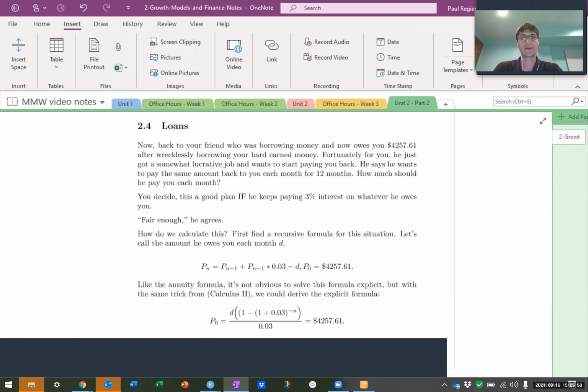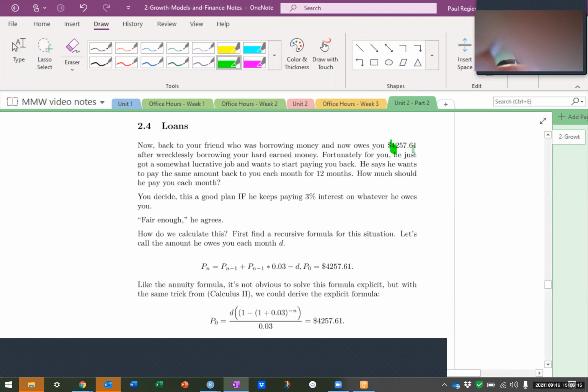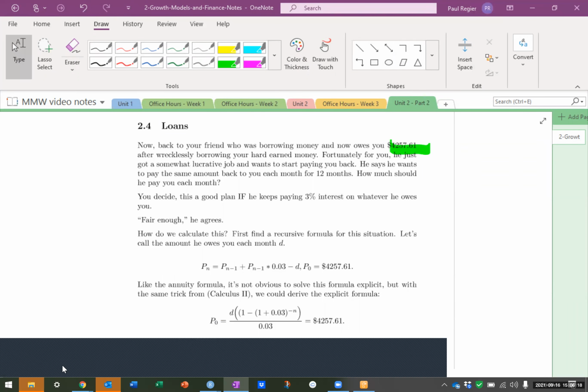So let's show how this looks with the example of your friend who has borrowed money and has set up essentially an annuity with you, where after the first year he now owes you a whopping $4,257.61. But he's had a turn, he's repented, he's had a change of heart, and he has got a job finally. And he says, I want to pay you back.